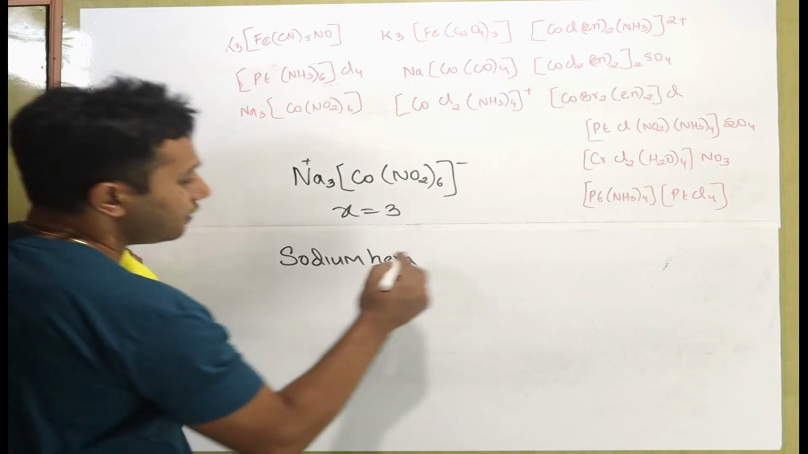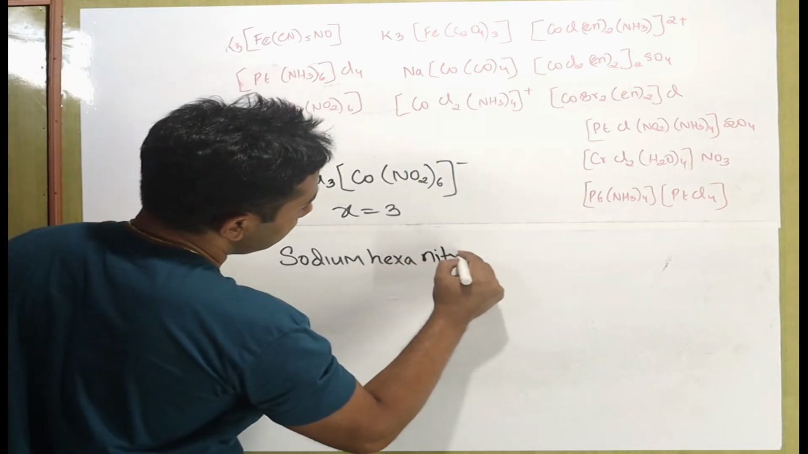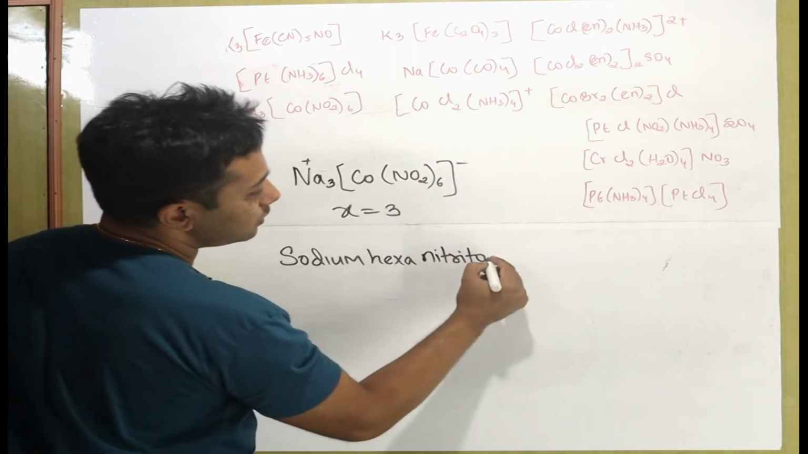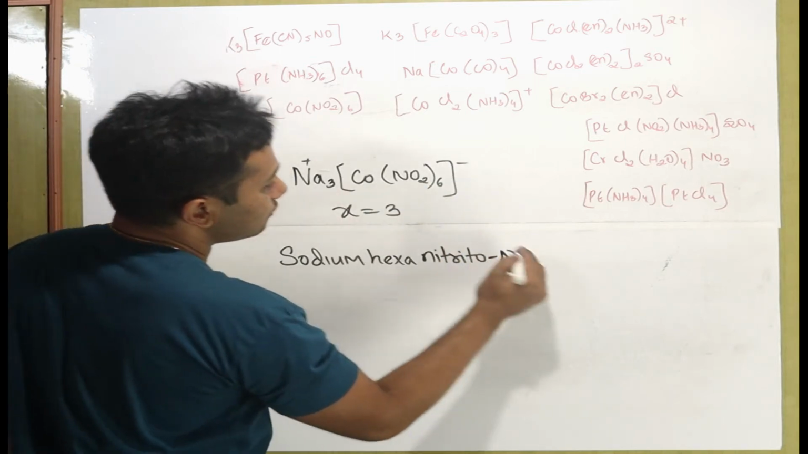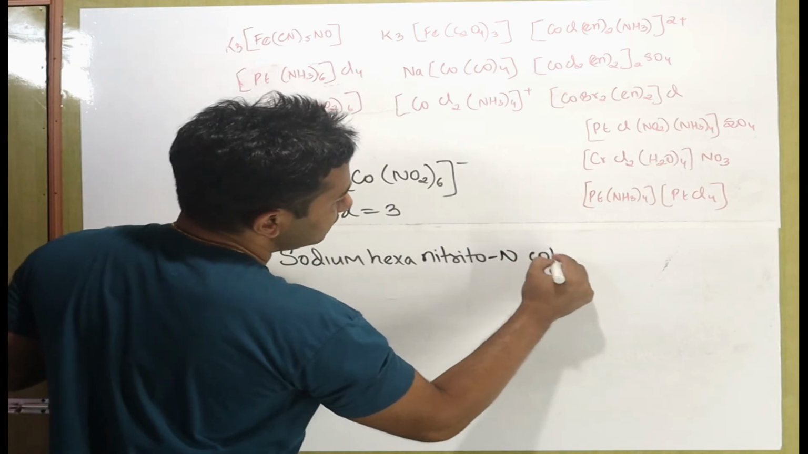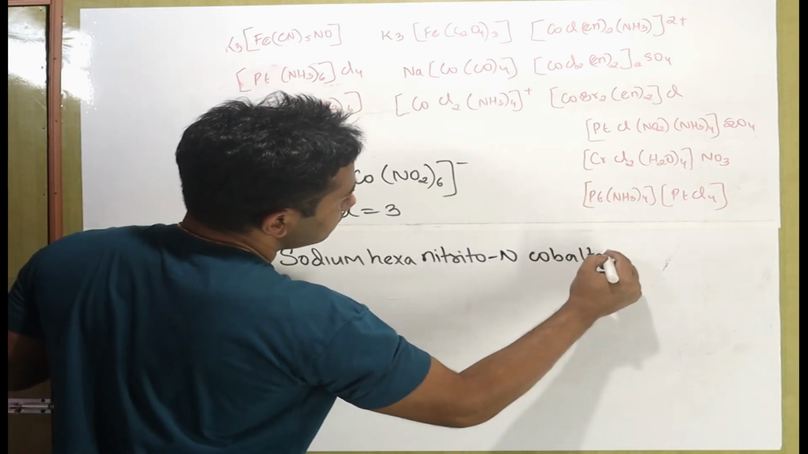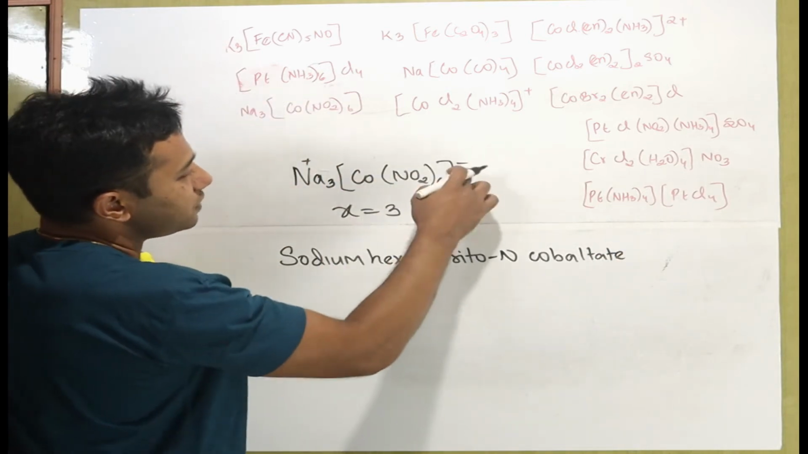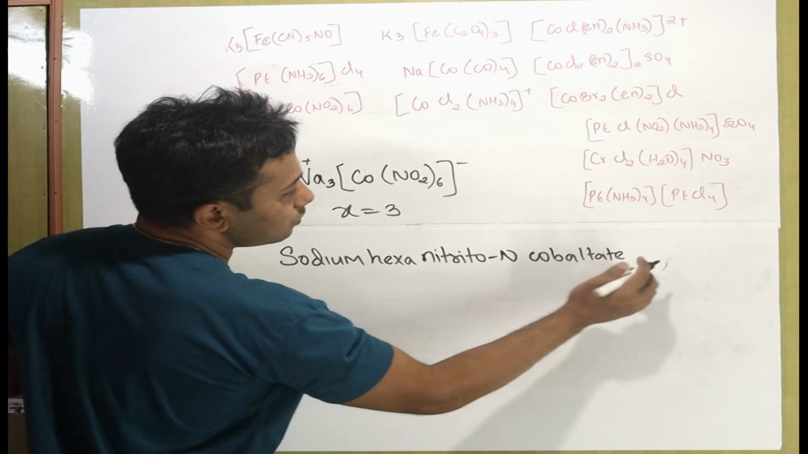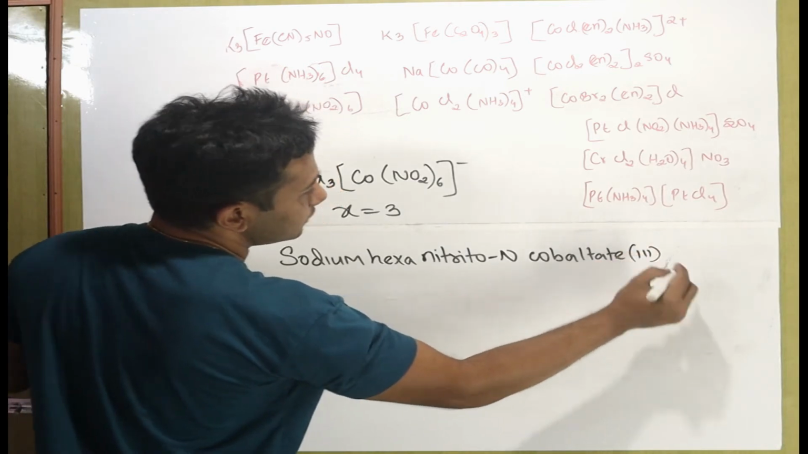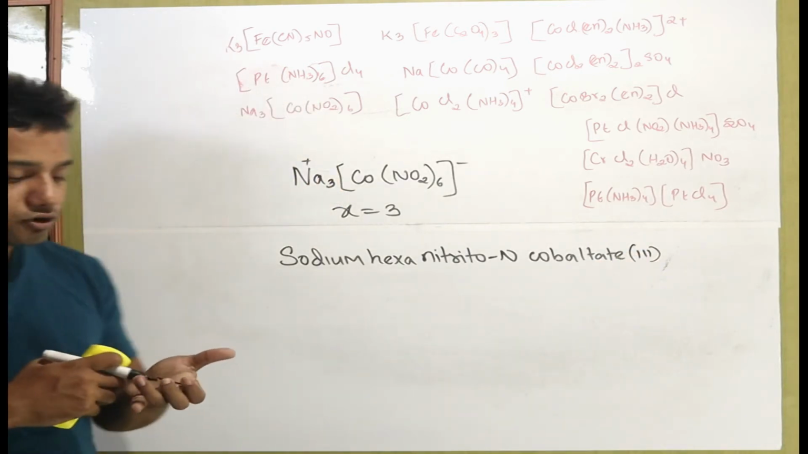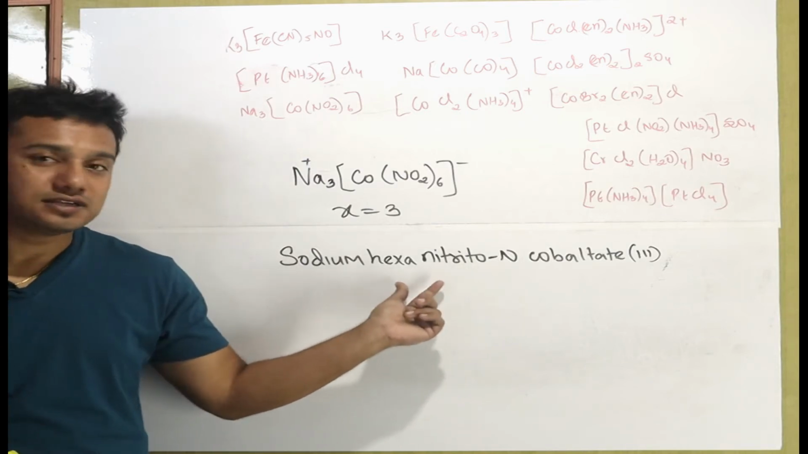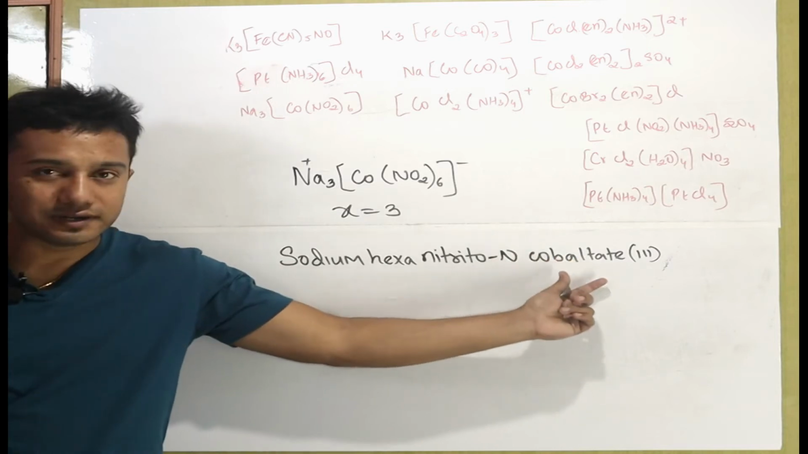So for this one we have nitrito. Since this is negative, right, -1, so it's ending with O, nitrito N. Cobalt will change to cobaltate. Because the coordination pair is negative, so cobalt will change to cobaltate 3. So the name of this coordination compound will be sodium hexanitrito N cobaltate 3.